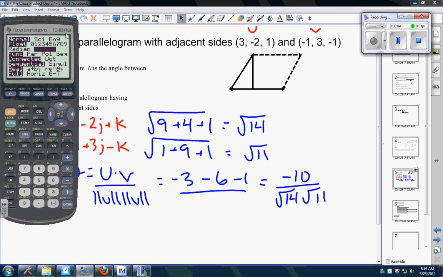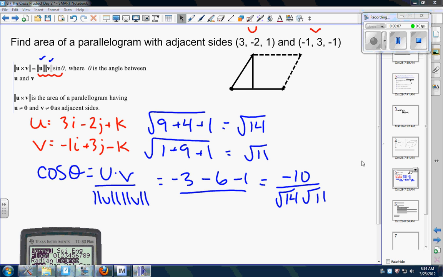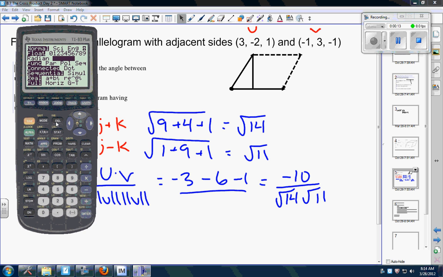So we left off with setting up our cosine theta formula. Okay, we got our dot product on top, we got our magnitudes on the bottom. Let's find that angle. Make sure you're in degrees. So negative 10 divided by square root 14 times 11. So I'm going to combine those two guys together because they're both under square roots. So 143.7 degrees.